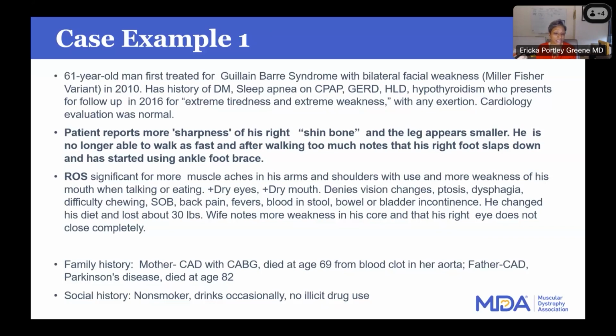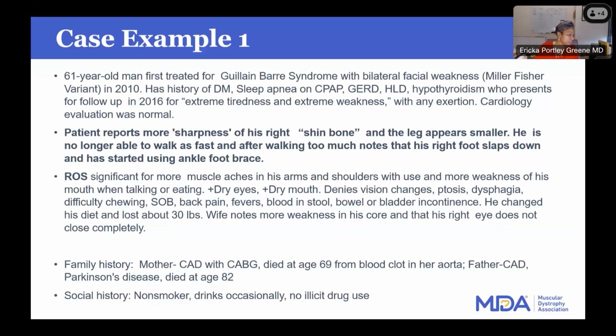Because of diabetes, he did lose weight on his own, but his wife noted that above and beyond that, his core was weaker and his right eye didn't close completely. You can see the family history there, the common diseases: heart disease with death from his mother from a blood clot, and father with heart disease and Parkinson's, and he lived a fairly healthy life.